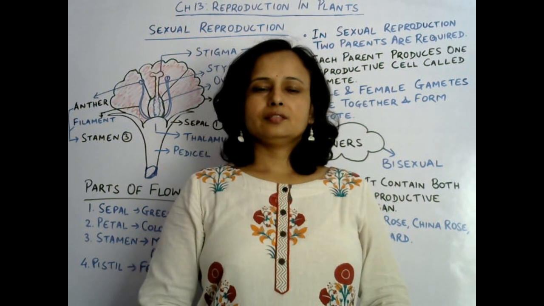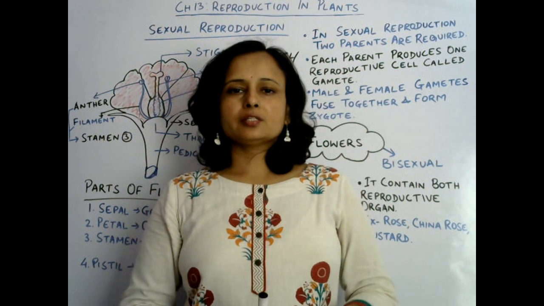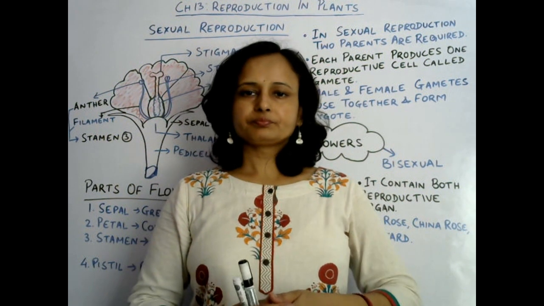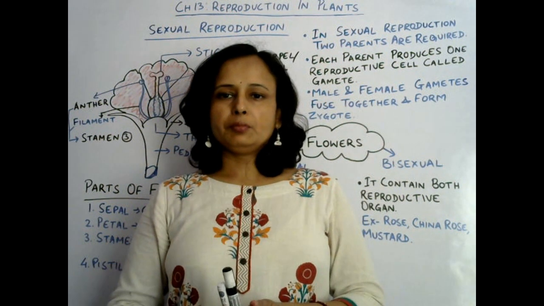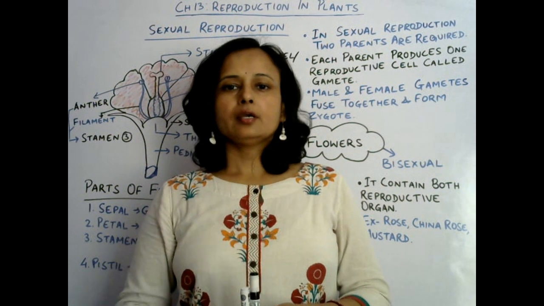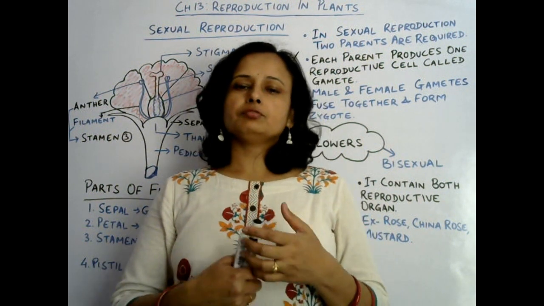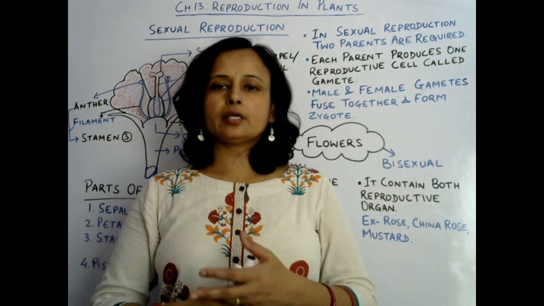Hello everyone. Now we are going to learn about sexual reproduction. Sexual reproduction is a mode of reproduction in which two parents are required, one male and one female parent. The reproductive cell of each particular parent is called a gamete.